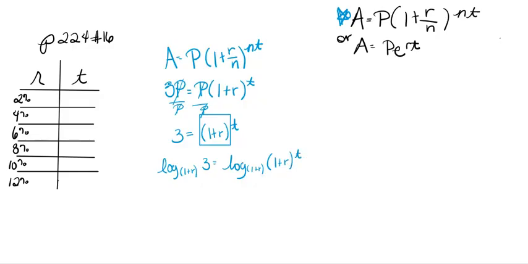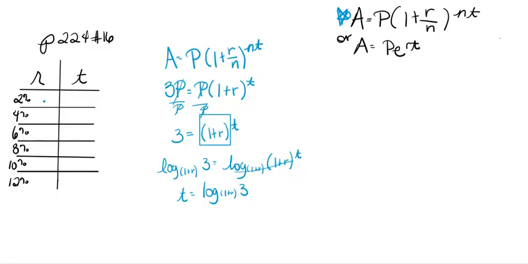And by the logarithmic inverse property, these are going to cancel each other out, and basically I'm going to have t equals log base 1 plus r of 3. I'm going to plug in all these numbers over here on this little XY chart, or the RT chart, for r, and fill it in, and then graph them on a scatter plot. So how do I do that?